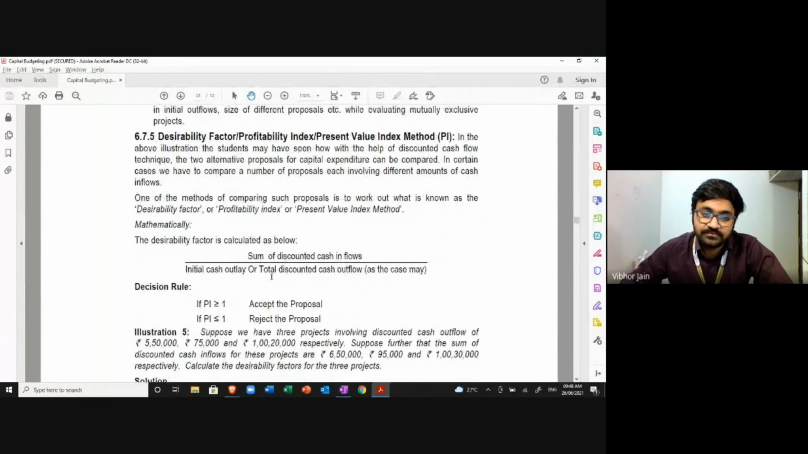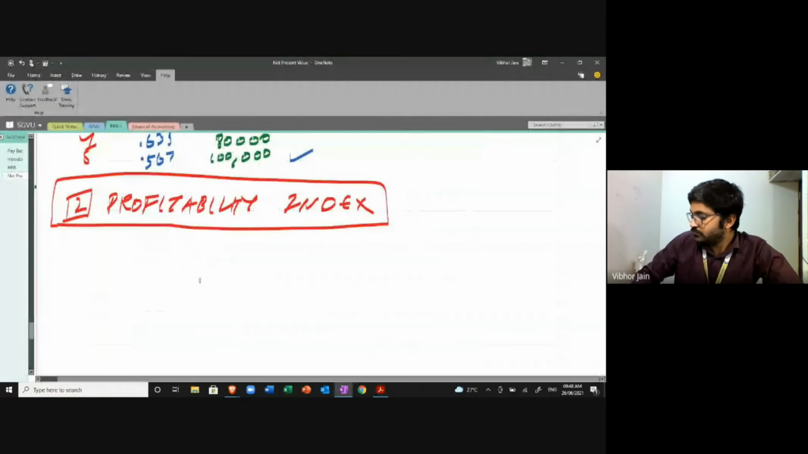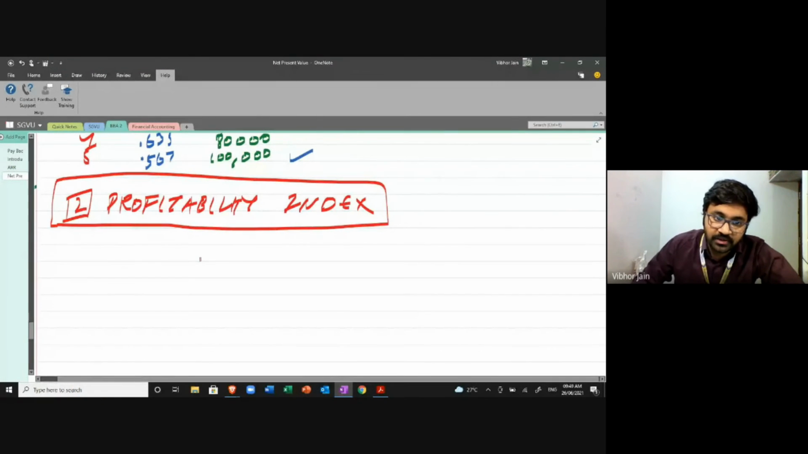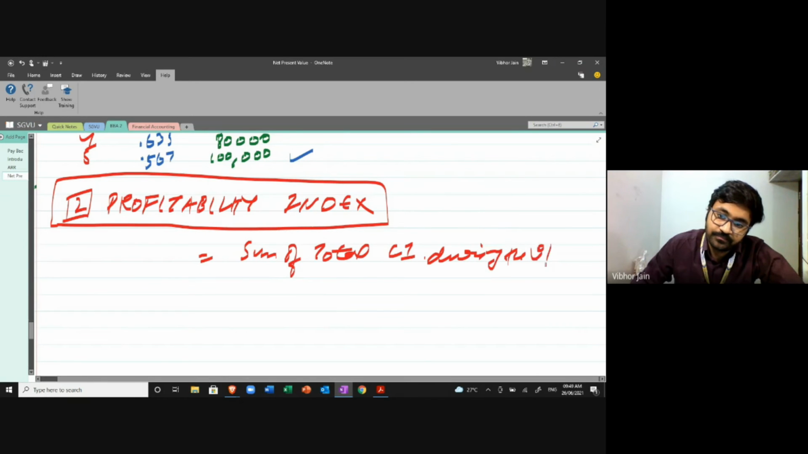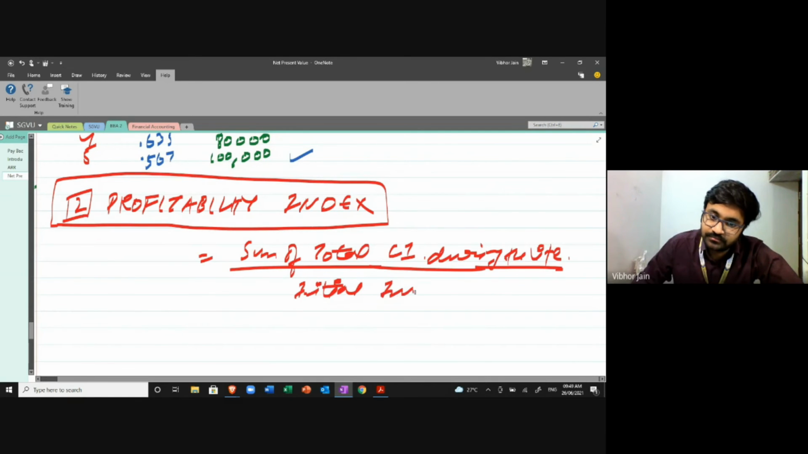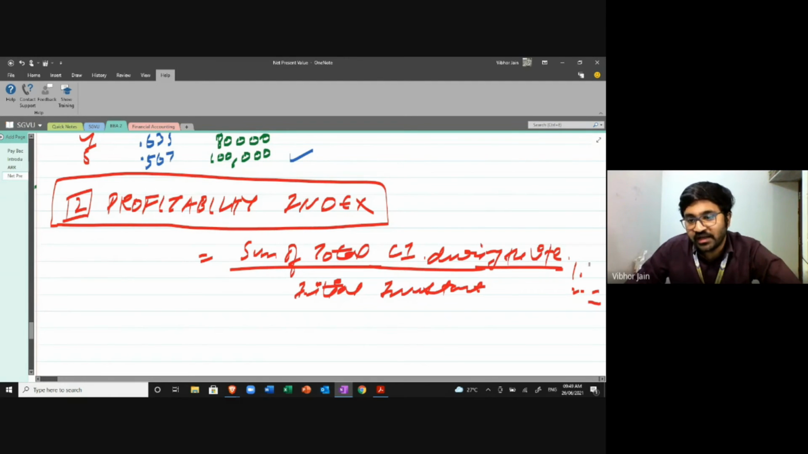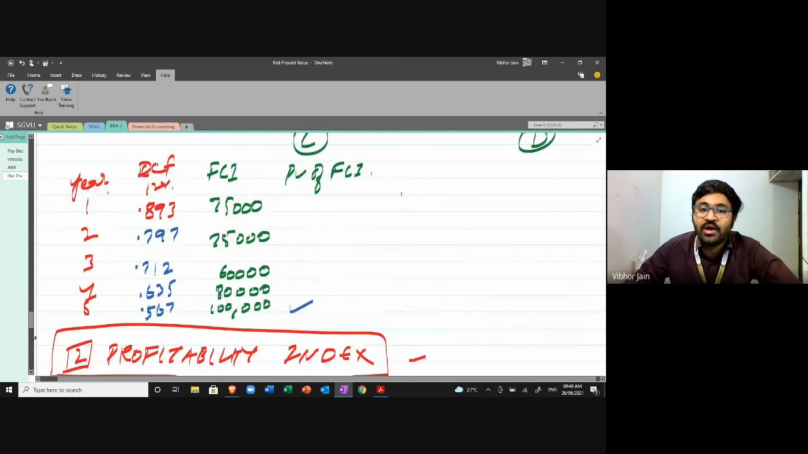The formula is sum of total cash inflows during the life upon initial investment. So the answer would be something like 1 point something, 2 point something, 3 point something, and the product which has the highest profitability index, we will select that proposal. Why, sir? Why do we need this?